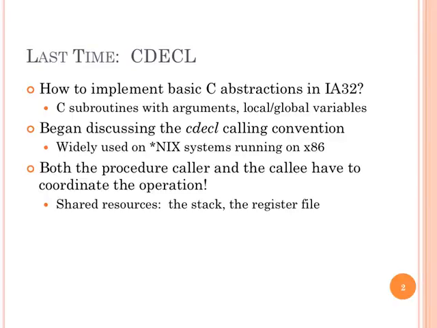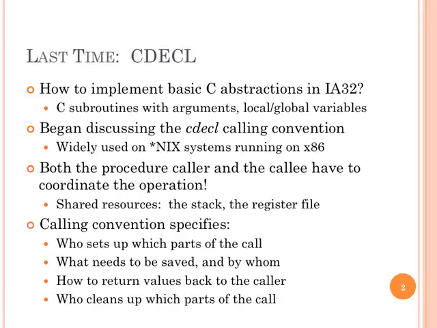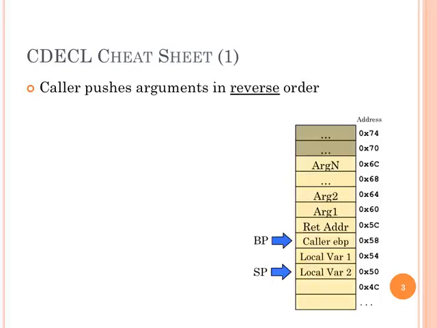And there are these shared resources, the stack and the register file. So we need to have the caller and the callee agree on how we're going to actually interact with these shared resources. So these are aspects of the calling convention: who sets up which parts of the call, what needs to be saved, who saves it, how to return values back to the caller, and who cleans up which parts of the call. So this was the basic gist of CDECL.